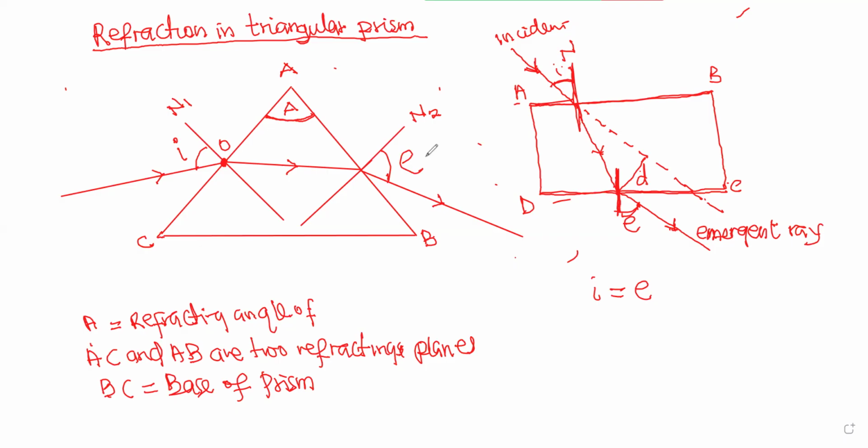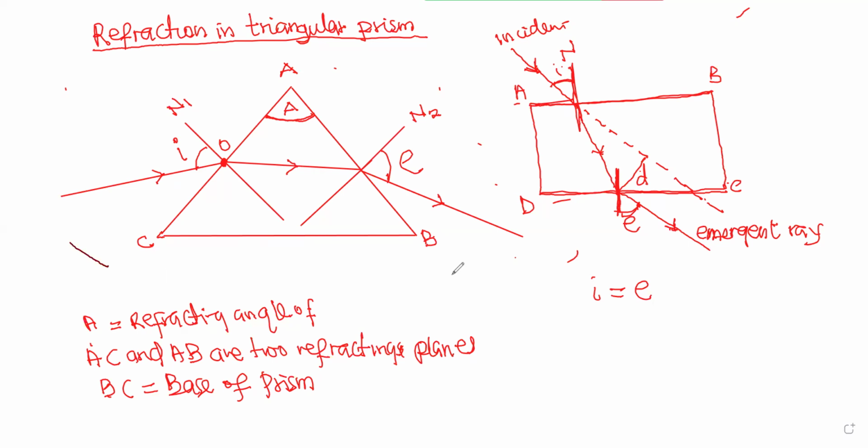Now, the advantage the triangular prism has over rectangular prism is that this has the ability to combine refractions at the planes AC and AB to form a larger deviation. Please write that. The triangular prism has the ability to combine refractions at the planes AC and AB to form a larger deviation.